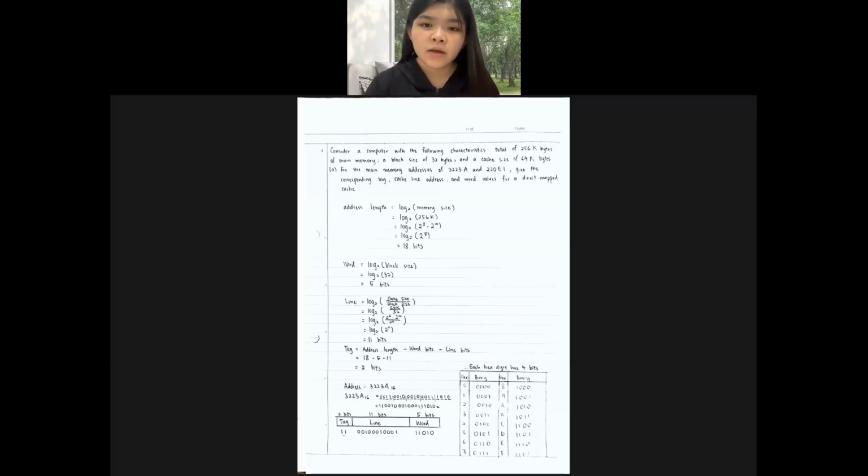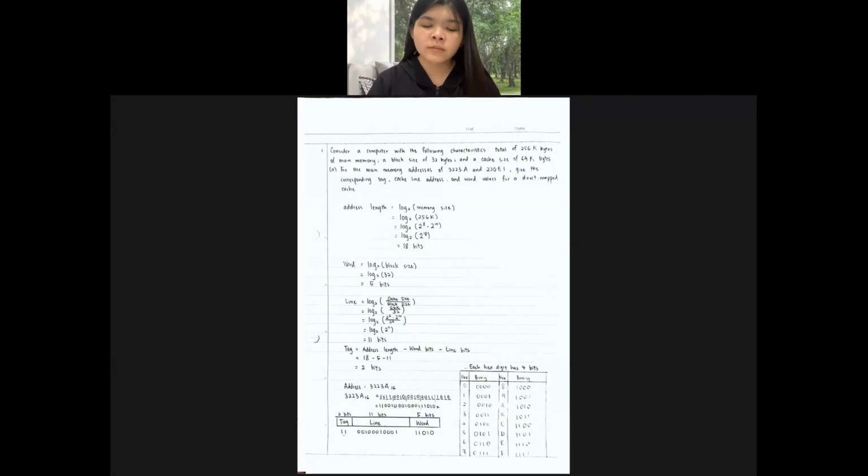For question 1A, we are finding the machine which consists of 256 KB of main memory, a block size of 32 bytes, and a cache size of 64 KB. For question A, we will first find the address length, which is the formula log2 of the memory size, and we will get 18 bits. For the word, we use log2 of the block size, which gives 5 bits. And the line is equal to log2 of the cache size over the block size, which gives 11 bits.